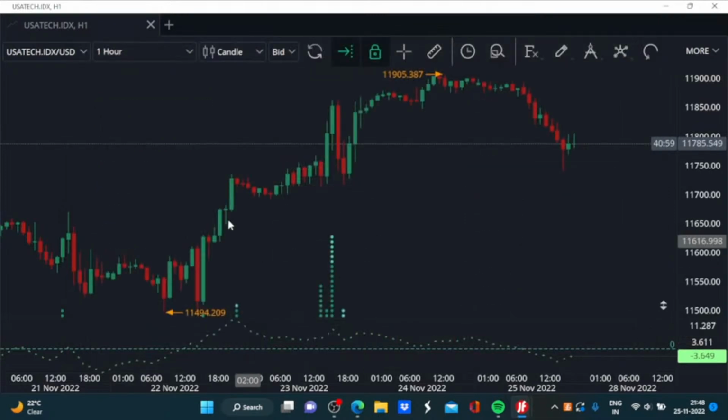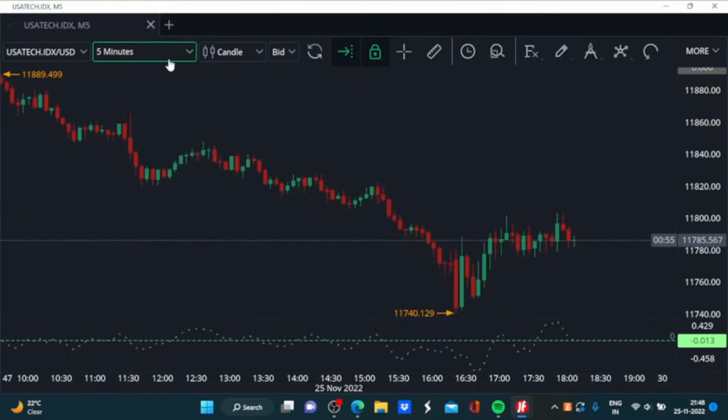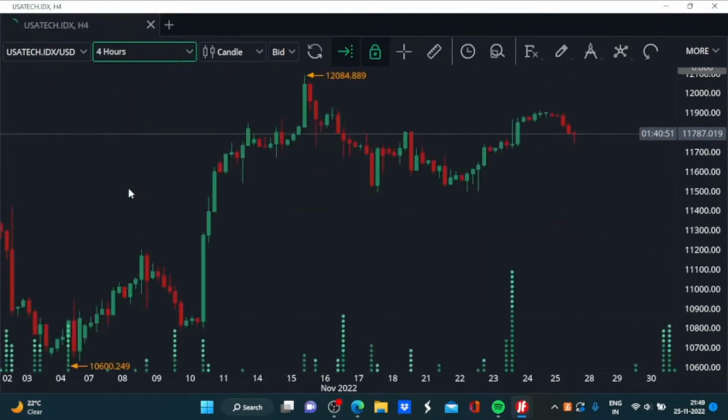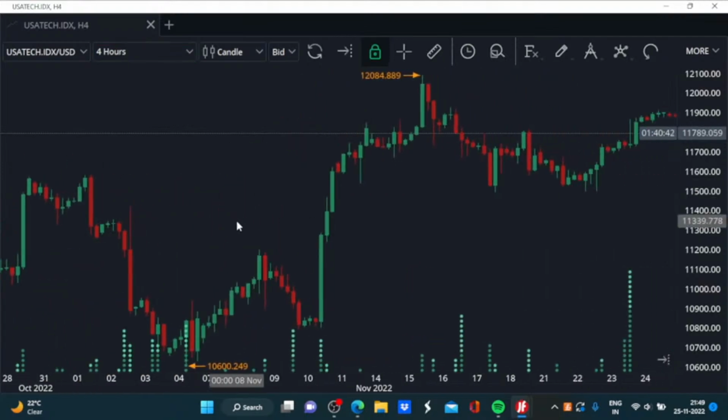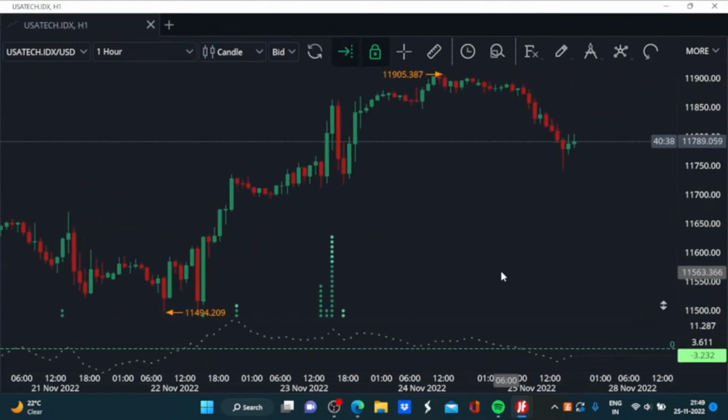For example, if we choose hourly and 5 minutes, then only on hourly and 5 minutes there will be plotting of this indicator. But if I change this indicator's candle period to say another candle period, then there won't be any plotting of this indicator. So that's how this indicator works out for you. Now I'm going to restore it back to the hourly.